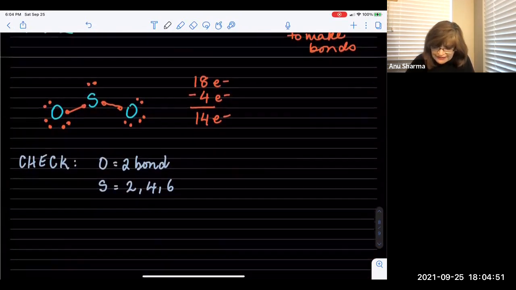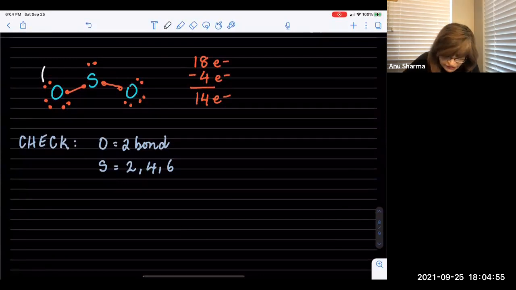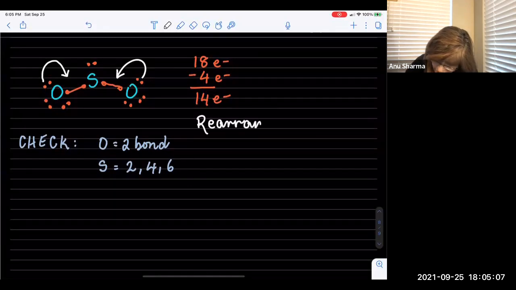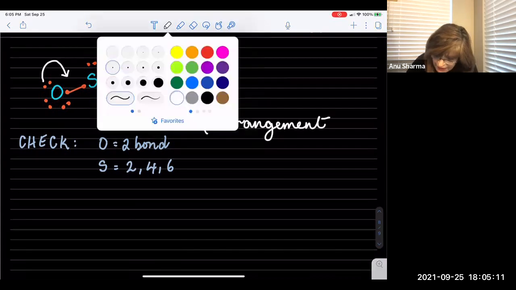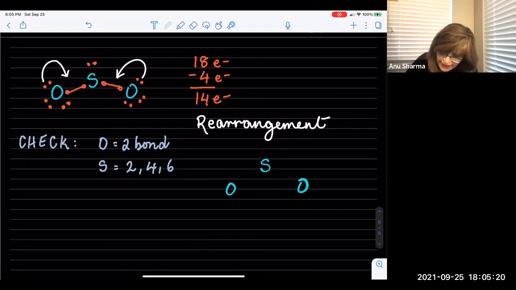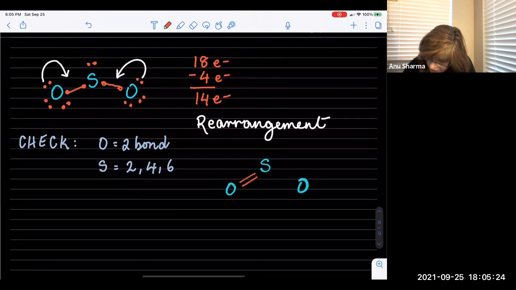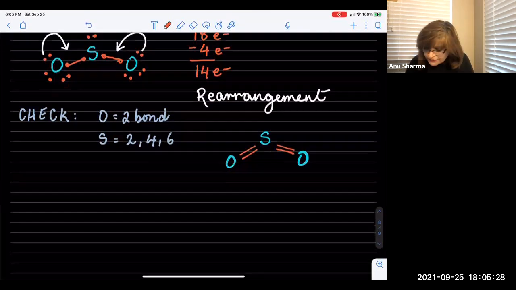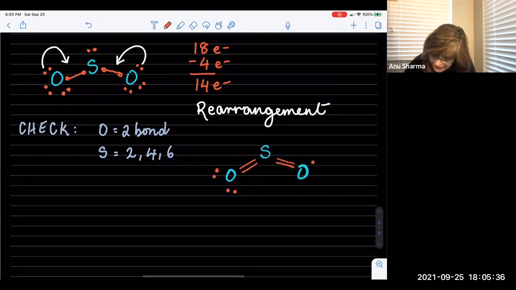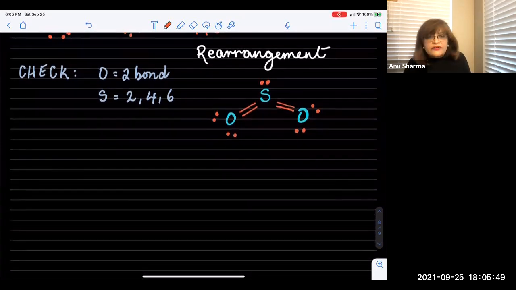Okay, so now sulfur can make 4 bonds. Oxygen can make 2 bonds if it gives away its lone pairs in the bond formation. So this type of rearrangement happens. In this rearrangement, we see that sulfur is in the middle and oxygens are on the side, and we have oxygen and sulfur in a double bond, oxygen and sulfur in a double bond. Each oxygen is making two bonds, and that's fine. Then again, there's going to be a rearrangement of the outer lone pairs also. Remember, the whole idea is to spread out as far as possible. Sulfur will continue to retain its lone pair on the top. So that is the structure of sulfur dioxide.